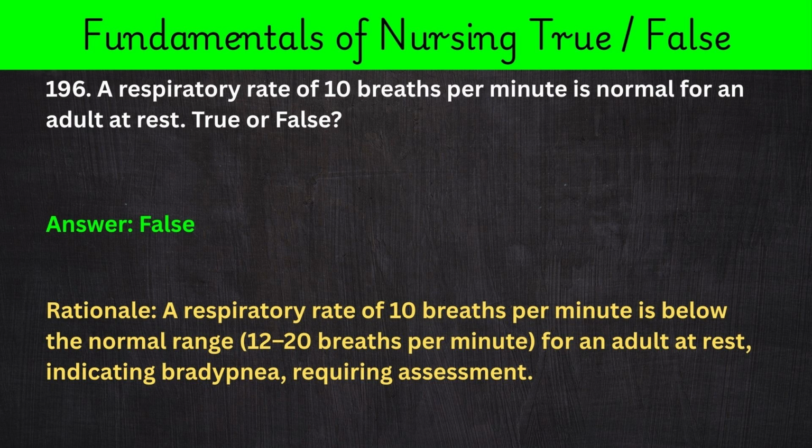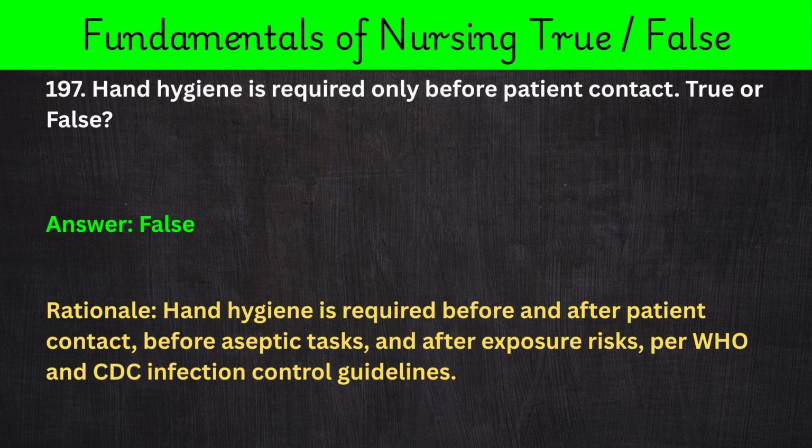True or false? Answer: false. Rationale. A respiratory rate of 10 breaths per minute is below the normal range, 12 to 20 breaths per minute, for an adult at rest, indicating bradypnea, requiring assessment.